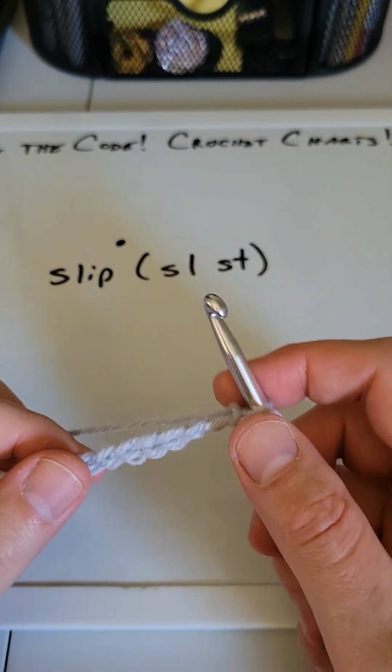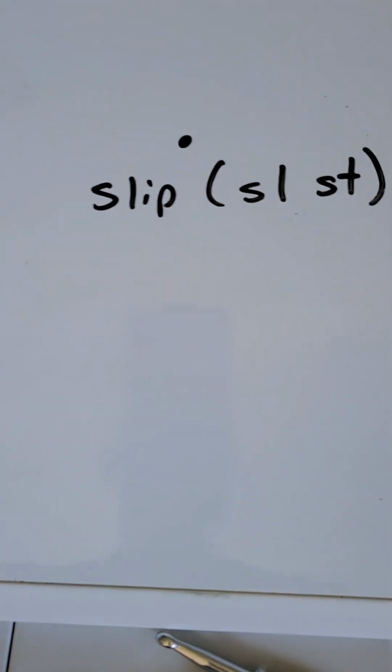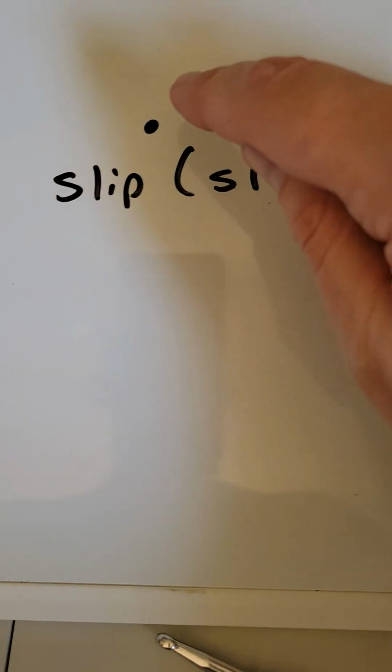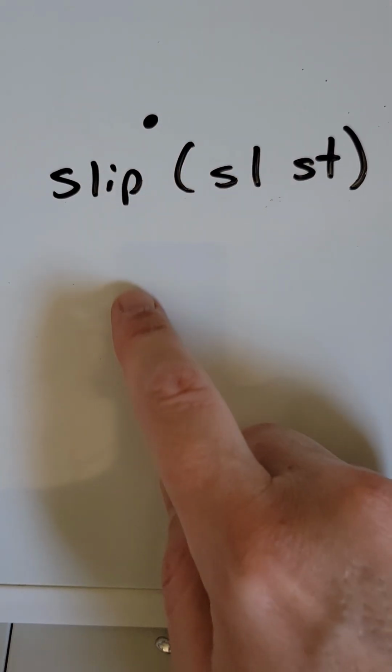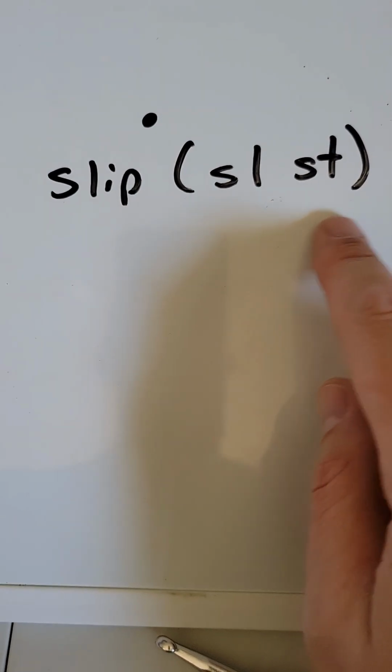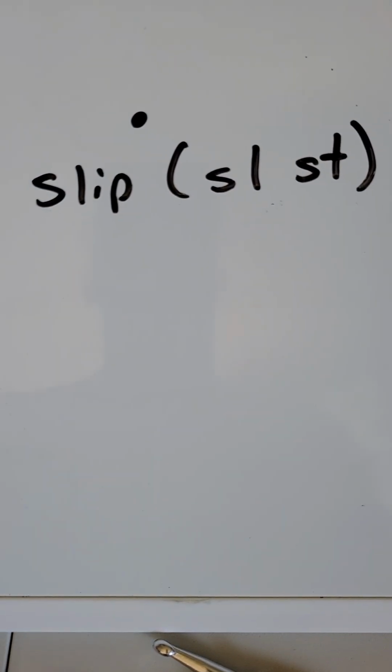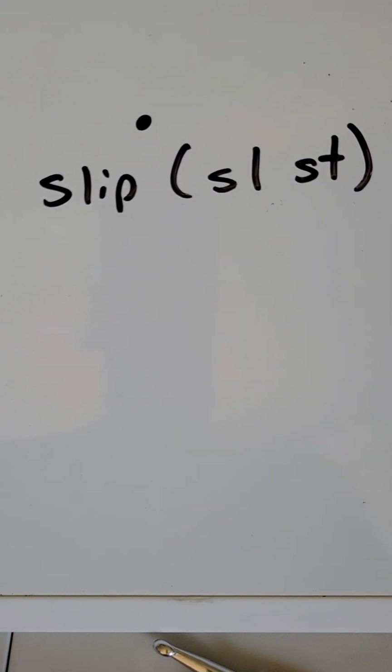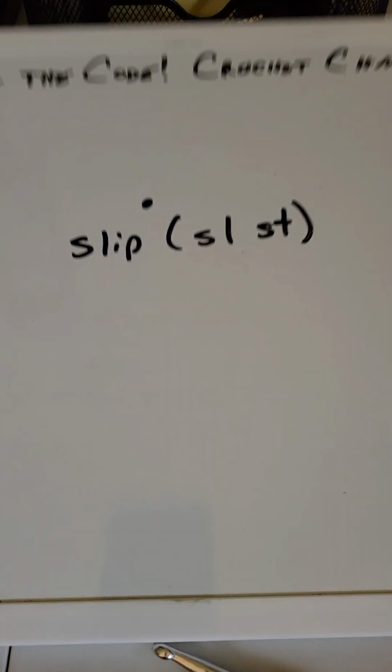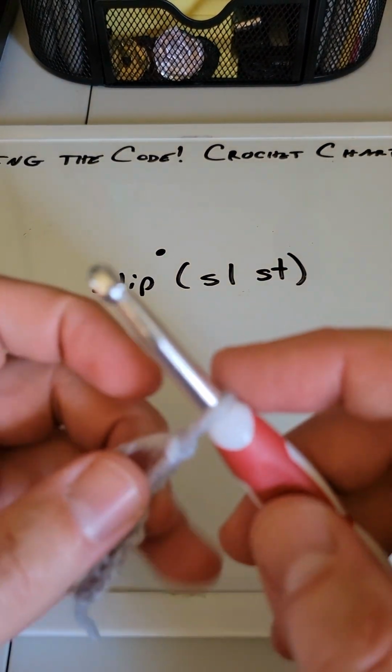All right, so the next symbol you're seeing on your screen is for the slip stitch, and basically it's just represented by a dot. There's the abbreviation SLST for slip stitch, and then I just wrote slip. And again, there is no UK variation for this stitch. It's the same in both US and UK. So I'm going to go ahead and demonstrate the slip stitch now.